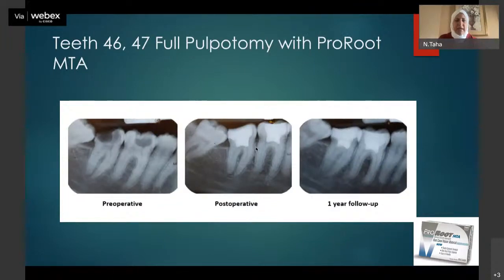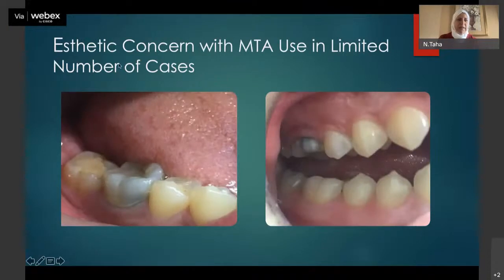This is ProRoot MTA, the 2 teeth that I have shown earlier. But this is the aesthetic concern that we have with MTA, in a limited number of cases. We had 50 cases of MTA, and 3 of them had this discoloration. It was not a concern to the patient because it was a posterior tooth. But if it was an anterior tooth, you would not accept this. So unless the tooth is going to be crowned, do not use MTA if you have aesthetic concerns. Use other brands of the calcium silicates.